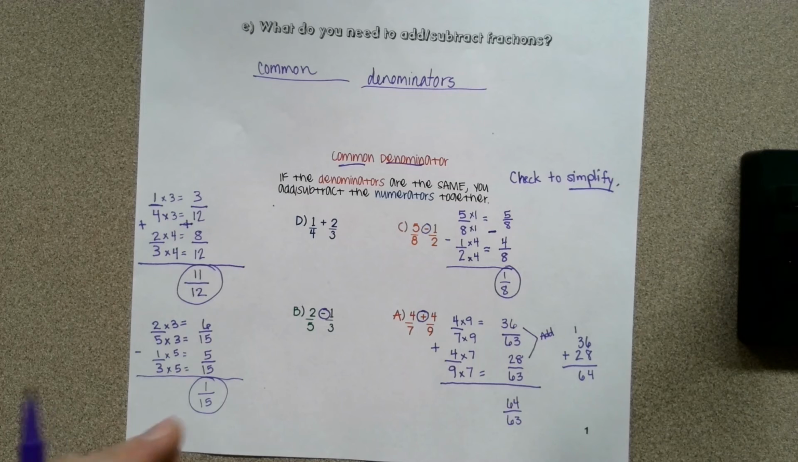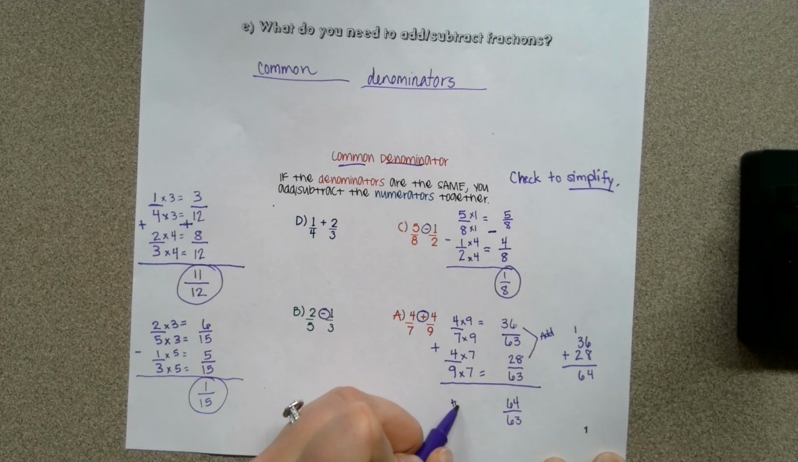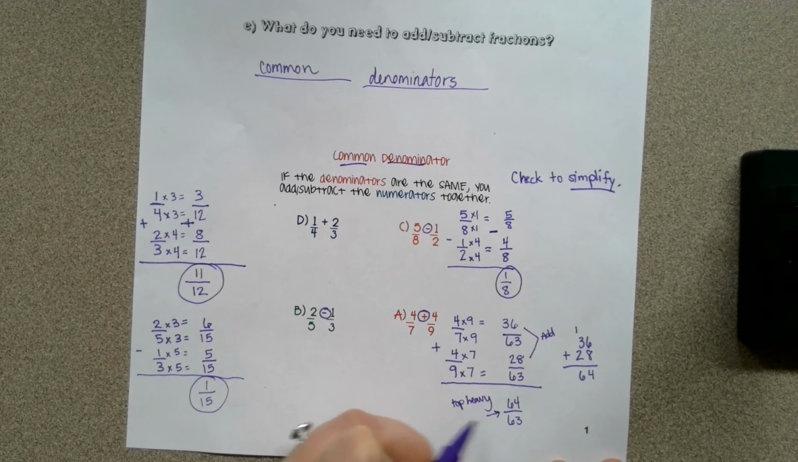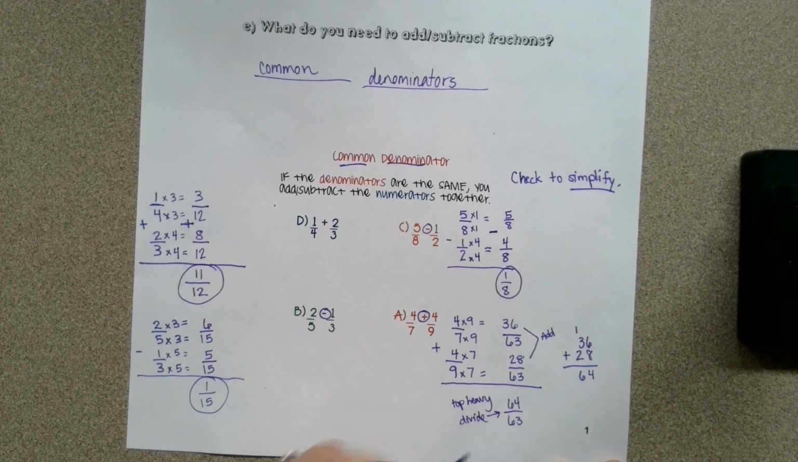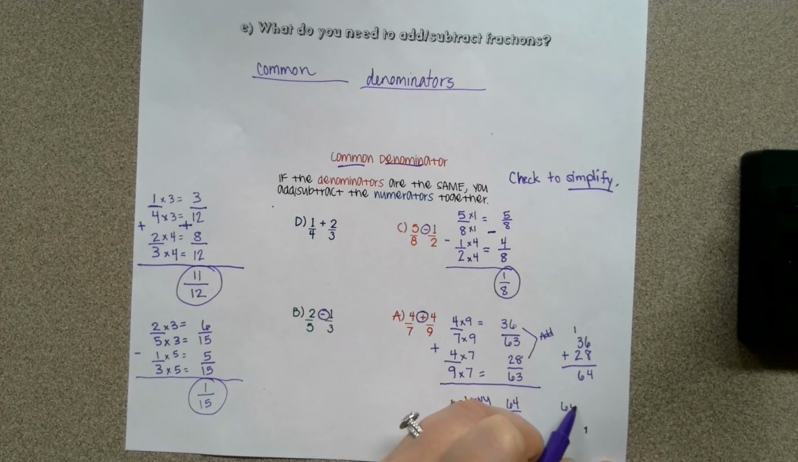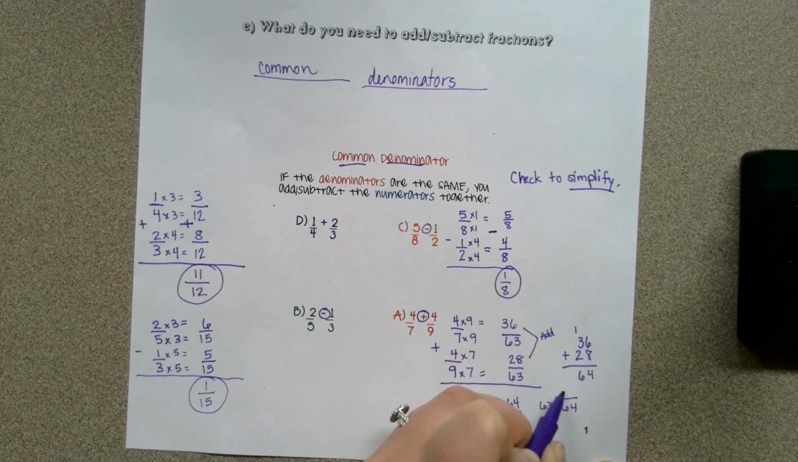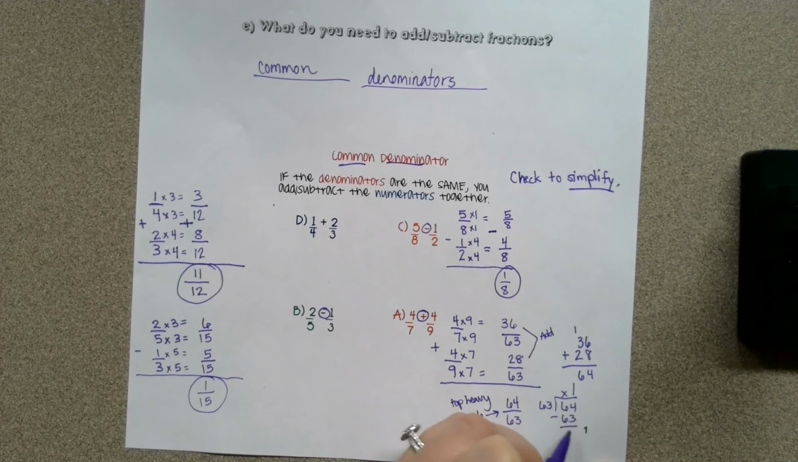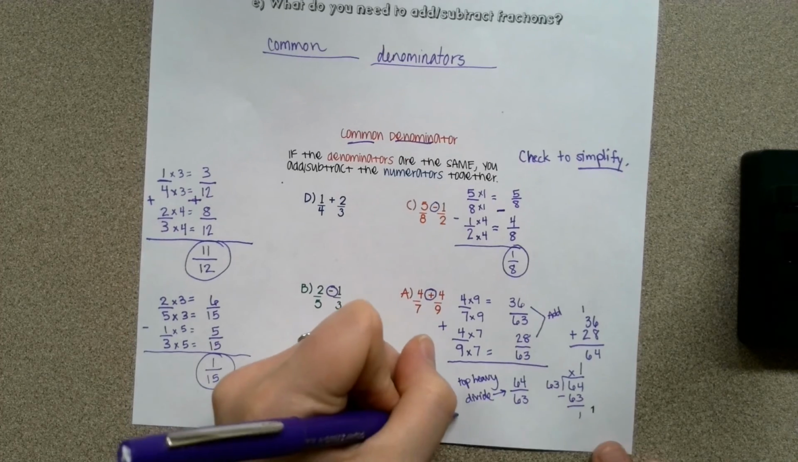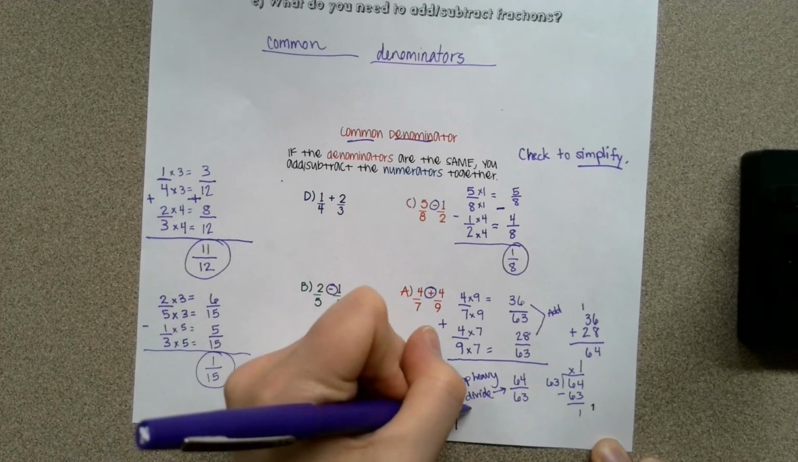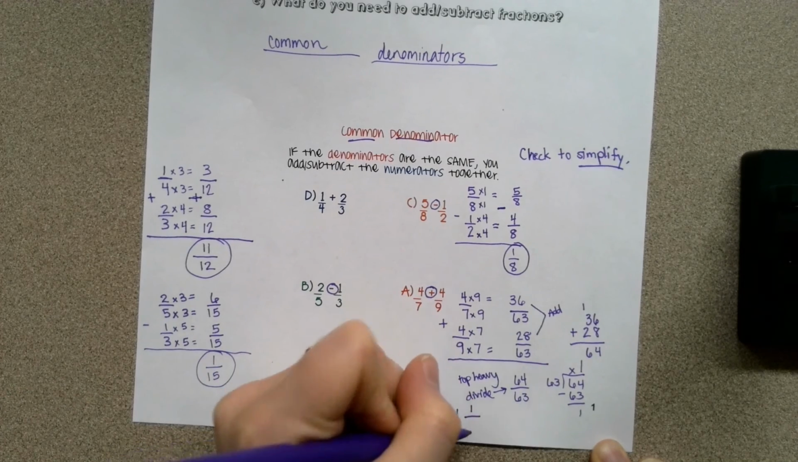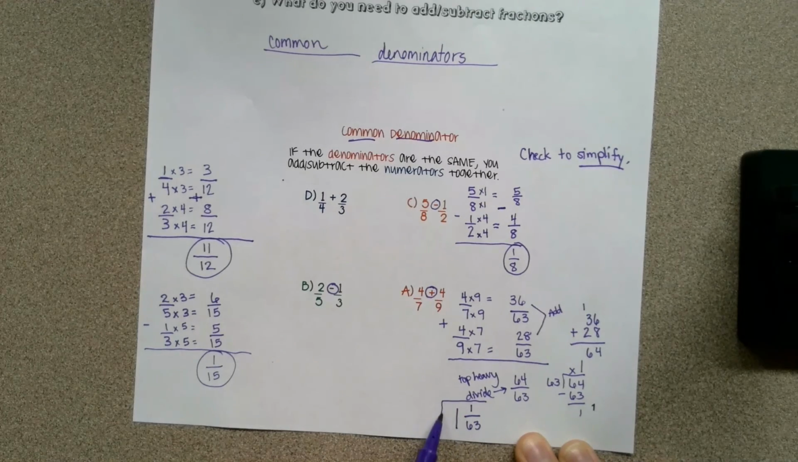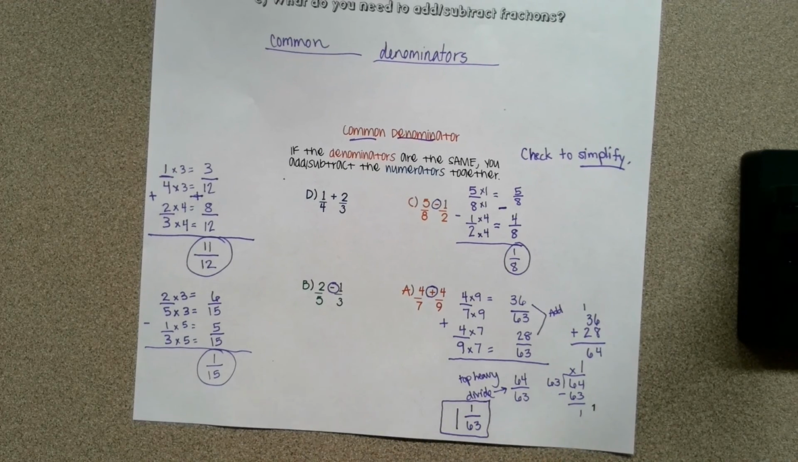And you'll notice here that it's a top-heavy fraction, so we have to simplify it using division. So we're going to say topsy in the boxy, 64 divided by 63. It doesn't go into the 6, but it goes into 64 one time with exactly 1 left over. So it went in 1 complete time with 1 left over, so 1's in the numerator, and the denominator stays the same. So 1 and 1/63 would be your answer.